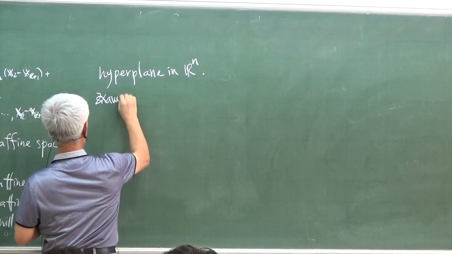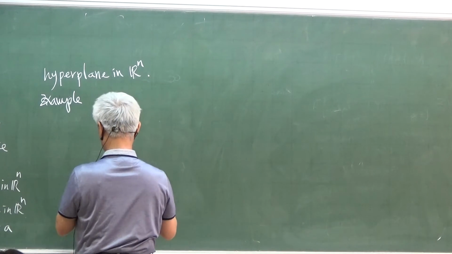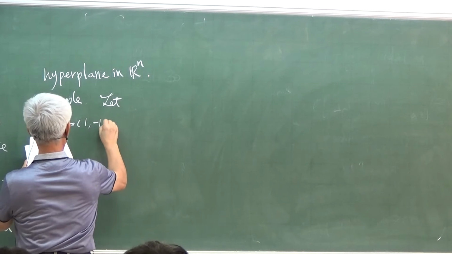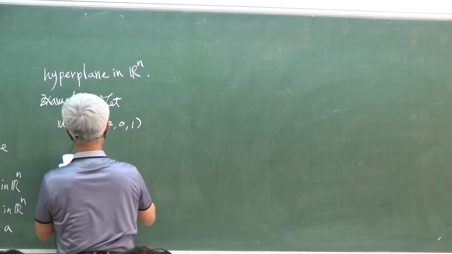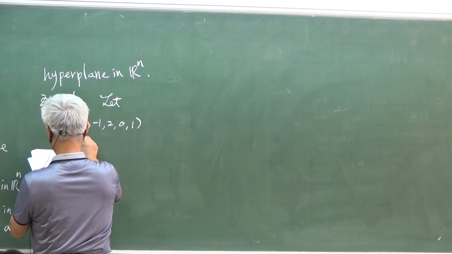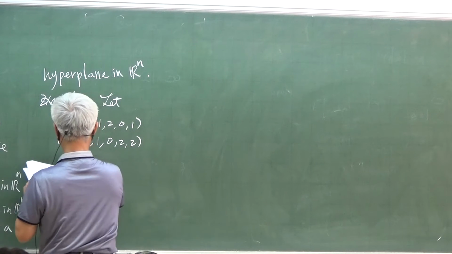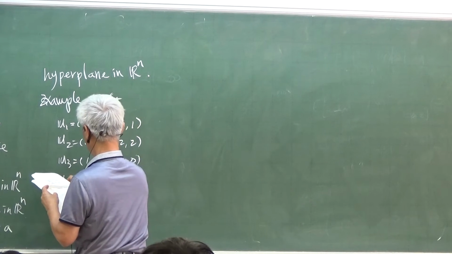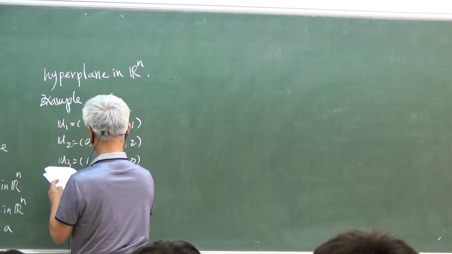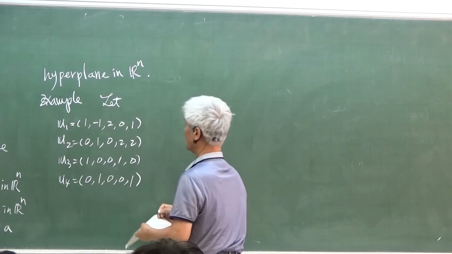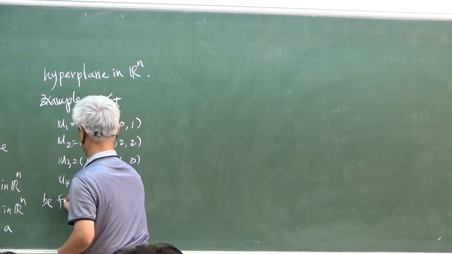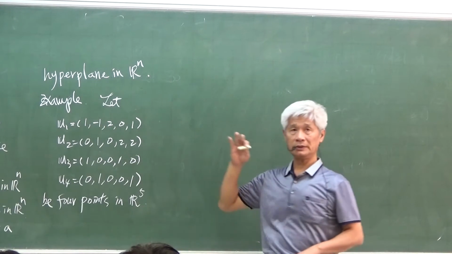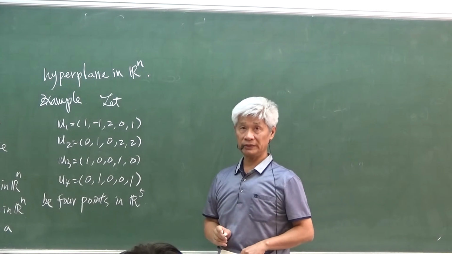Okay, so let's take an example. We let U1 be (1, 1, 2, 0, 1), U2 be (2, 0, 1, 0, 2), U3 be (2, 3, 1, 0, 0), and U4 be (1, 0, 0, 1, 0, 0, 1)... so 4 points in R5. So they have 5 components, so they are in the 5-dimensional Euclidean space.